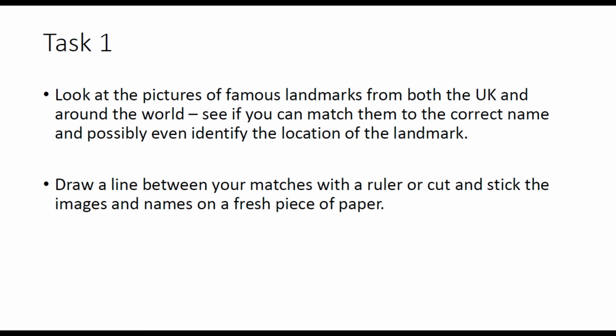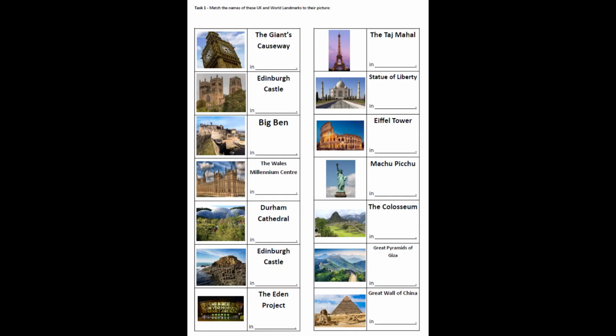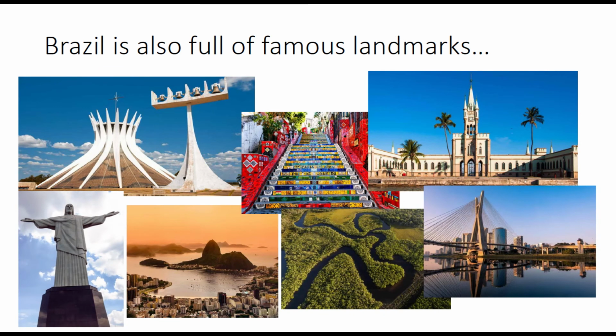Your first task is to look at the pictures of the famous landmarks from both the UK and around the world. See if you can match them to the correct name and possibly even identify the location of the landmark. Draw a line between your matches with a ruler or cut and stick the images and names on a fresh piece of paper. Brazil is also full of famous landmarks. You might even recognise some of them.